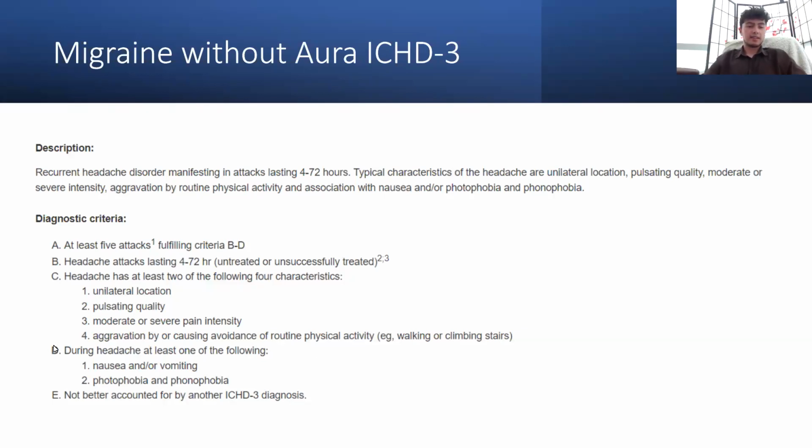And criterion D is, during headache, at least one of the following should be present: either nausea and/or vomiting, or both phonophobia and photophobia. And criterion E: it is not better accounted for by another ICHD-3 diagnosis, because there are many primary headaches and many diagnostic criteria. There are diagnostic criteria for each of them, and it must not be better accounted for by another ICHD-3 diagnosis to diagnose a patient with migraine without aura.